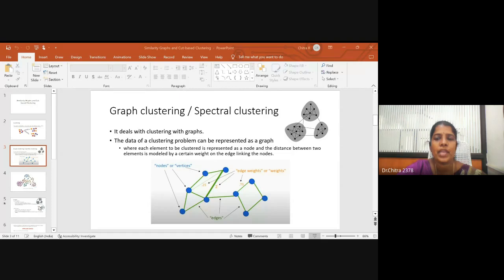There are two types of graph clustering: between graph clustering and within graph clustering. Between graph clustering means clustering a set of graphs. So many graphs are there, and when those graphs are clustered, that is called between graph clustering. Here, a set of graphs is divided into many clusters. For example, consider chemical compounds. Based on the structure of the compound, they can be divided into many clusters. That is an example of between graph clustering.